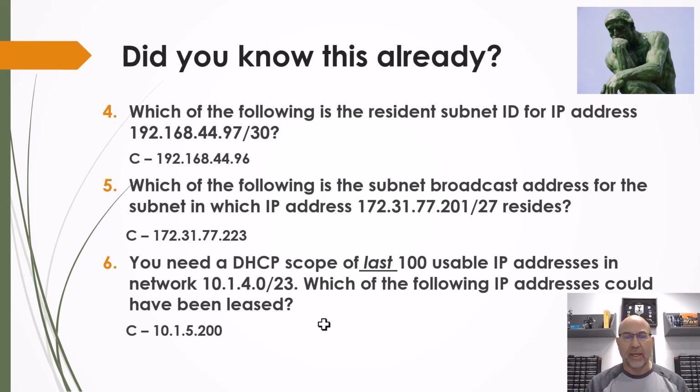So it turns out that if you're a /23, then the network is 10.1.4.0, right? And then in that subnet, you have a big address space. So the address space for this subnet is actually 4.0 to 5.255. And so an address that would appear in the last 100 would be 5.200.